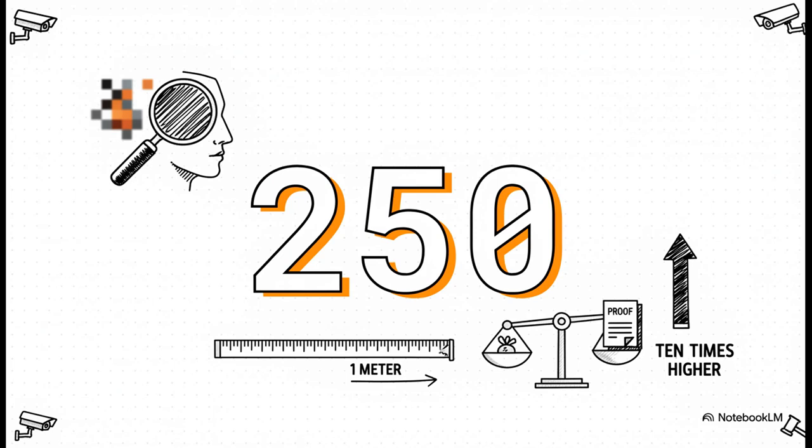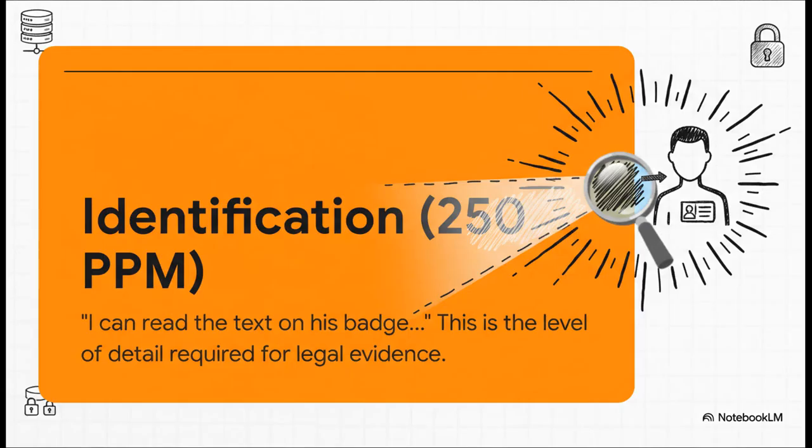But, and this is a huge but, if you actually need to prove who did what, maybe even in a court of law, you need a way higher standard. We're talking 10 times higher, to be exact. You need 250 pixels per meter. And this level, my friends, is called identification. It's the gold standard. This is the difference between saying, hey, I think someone opened that server rack, and being able to prove beyond any doubt exactly who it was by reading their name badge.